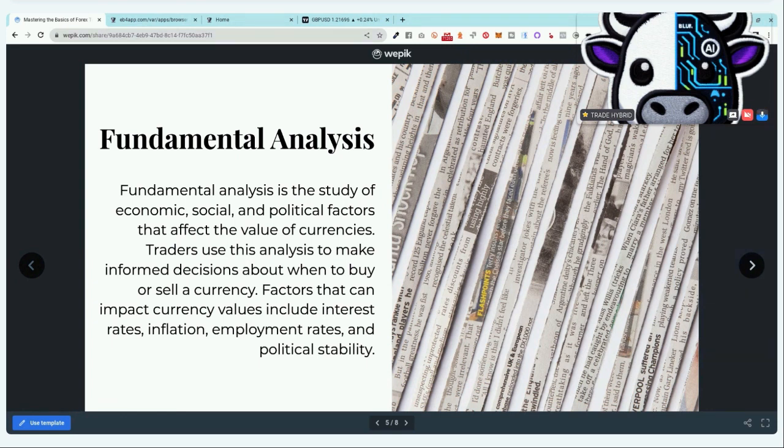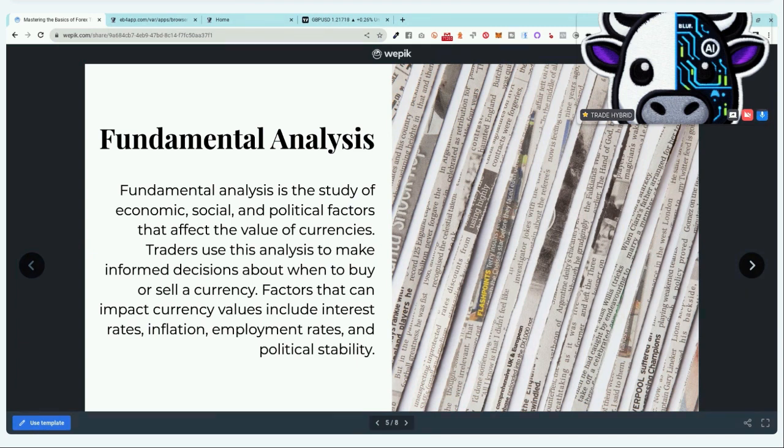Fundamental analysis is the study of economic, social, and political factors that affect the value of currencies. Traders use this analysis to make informed decisions about when to buy or sell a currency. Factors that can impact currency values include interest rates, inflation, employment rates, and political stability.